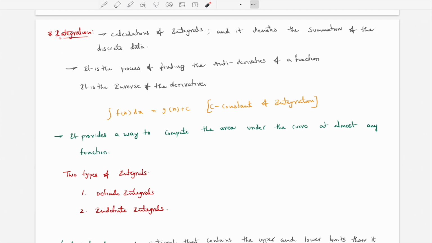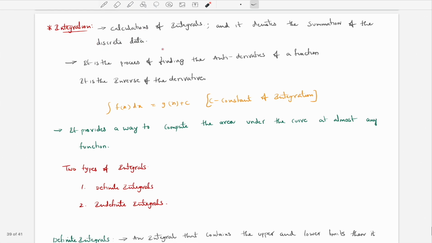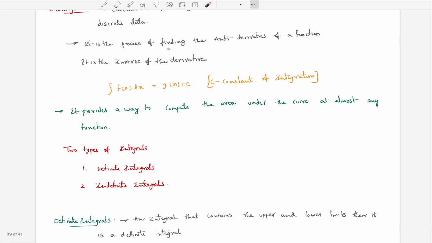So what is integration? Calculus of integrals. What are the integrals? You're going to get it. It's just the calculation of integrals. It denotes the summation of discrete data, right? We're going to get all these in our further lectures, so don't worry. It is just finding the antiderivatives of a function. It is the process of finding the antiderivatives.